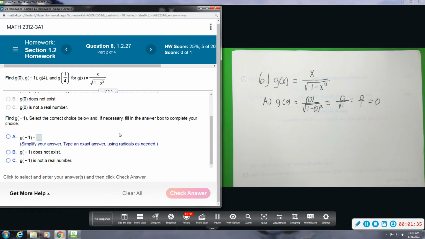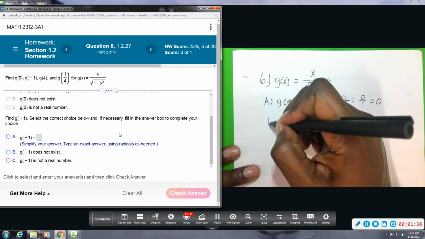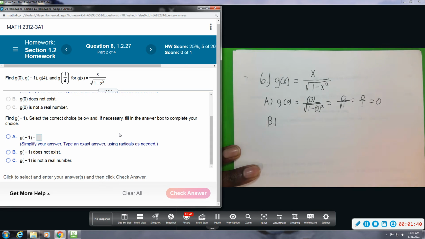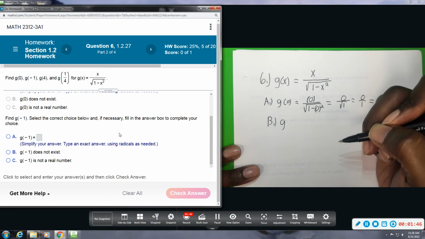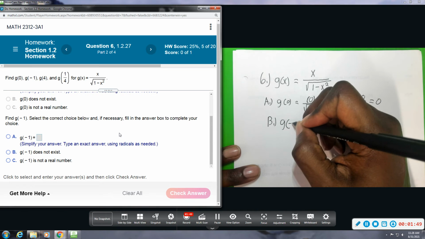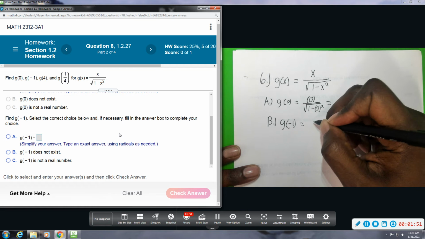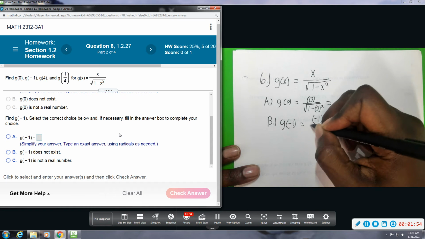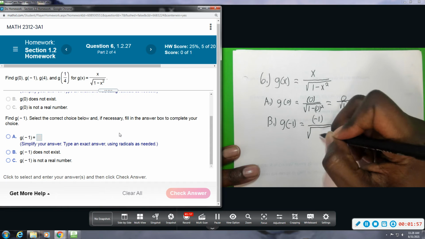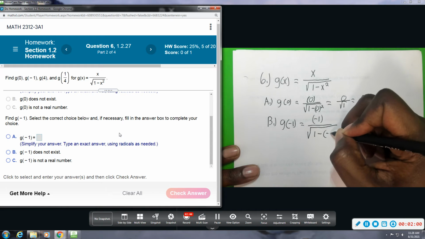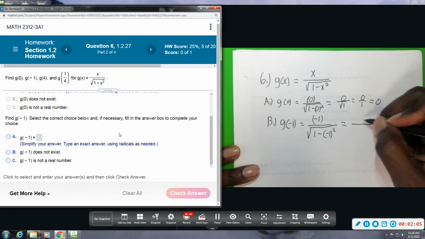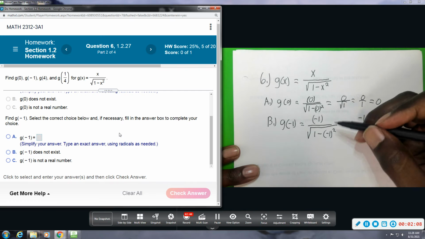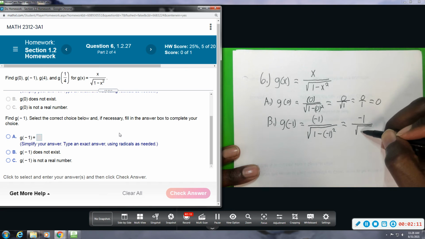Now, part B, this time we want to find g of -1. So we plug a -1 on top, and then we have the square root on the bottom, 1 minus -1 squared. On the top we can't do anything, so we'll just write -1. On the bottom we will have the square root of 1 minus (-1) squared, which is 1 minus 1.